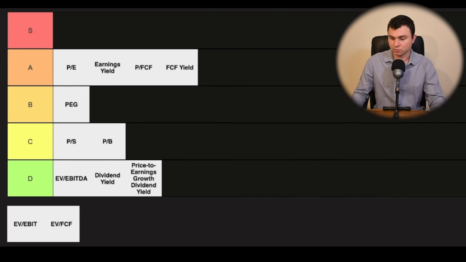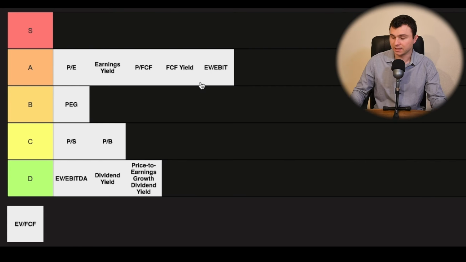The next one is EV divided by EBIT. So we've seen before EV, enterprise value, that's the size of the company, but you take into account the debt, the cash and the debt level. So you have a better sense of the capital structure of the company. That's for the EV, the enterprise value. And you divide it by EBIT. EBIT is operating income. That's the earnings from the core operations of a company. It's a pretty good valuation metric that deserves to be in the A category.